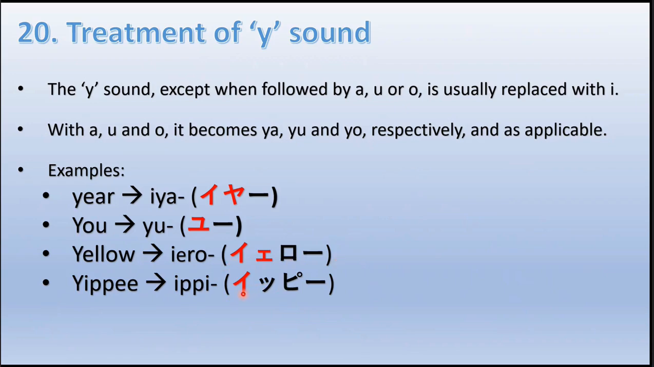As you can see in these examples, when y is followed by a, u, o, then we can have ya, yu, yo, because these are the regular sounds present in the katakana or hiragana chart. However, since yi and ye are not there, in place of that we use some version of e. It will either be a pure e or a blend starting with e and followed by another vowel, as in yellow, which becomes iero.